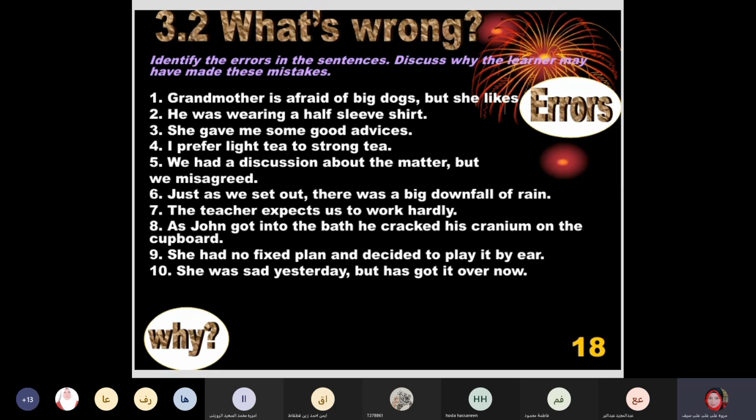His cranium on the cupboard. John got into the bath. He cracked his cranium. Cranium. What's this strong word? Cranium. What is cranium in the first place?